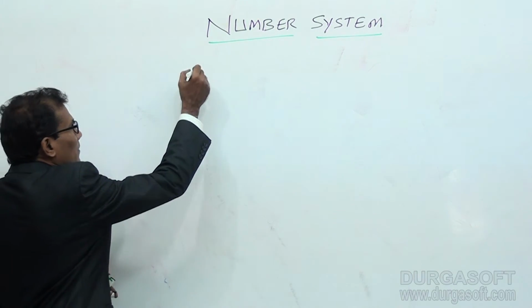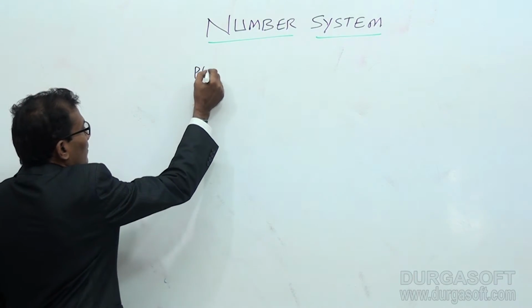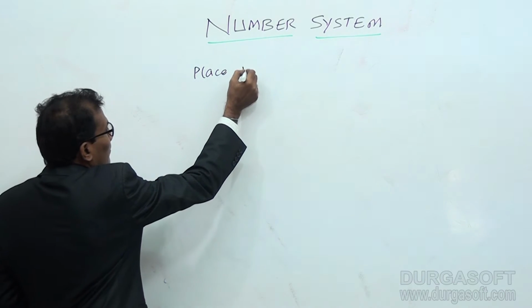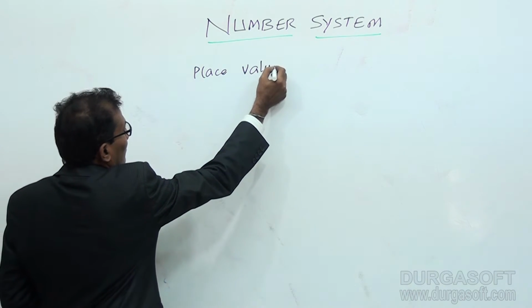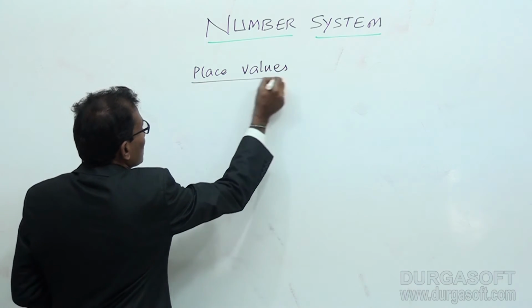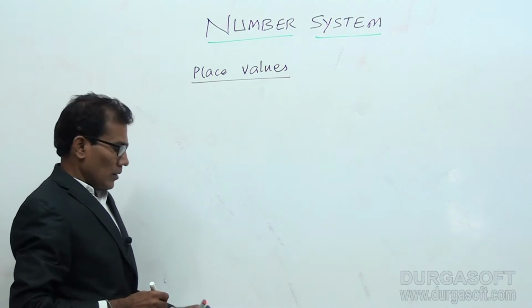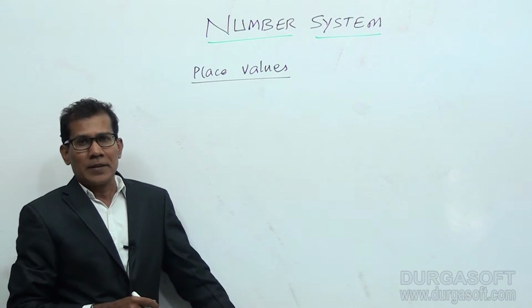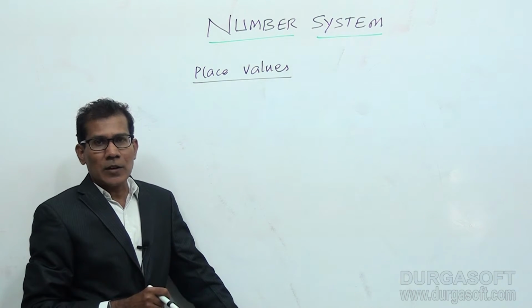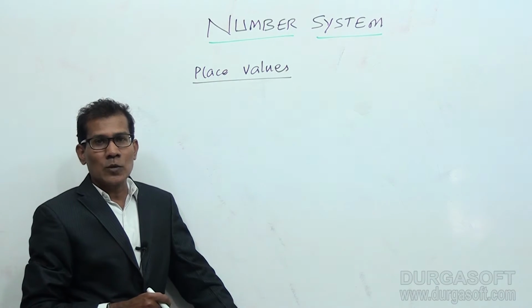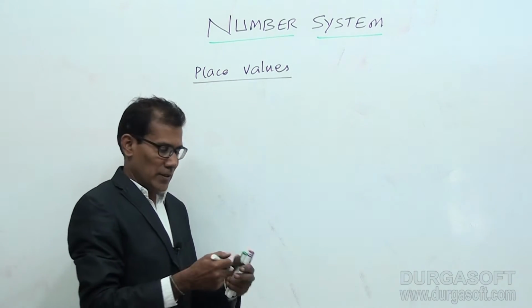So the next concept we learn is place values. When a number is given, every digit of the number has its own place value. Let us see what place value is.